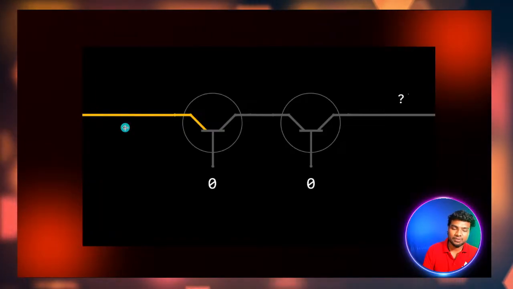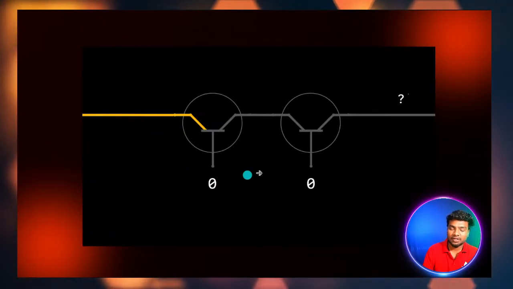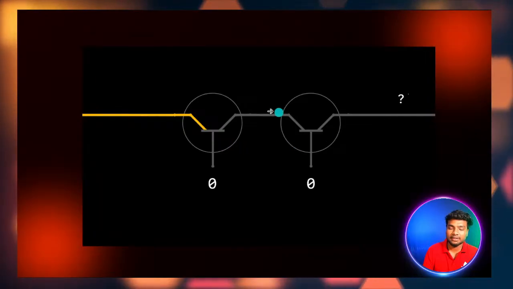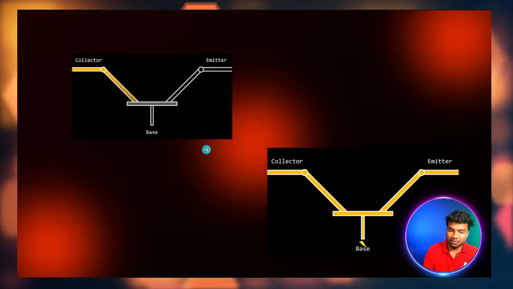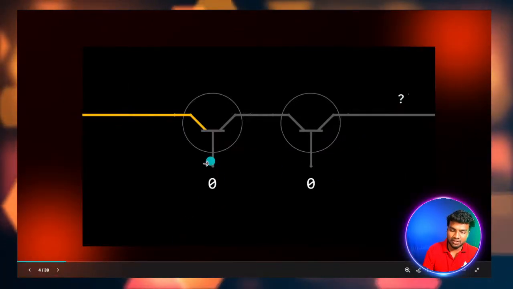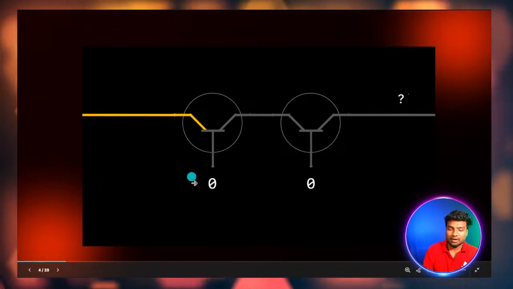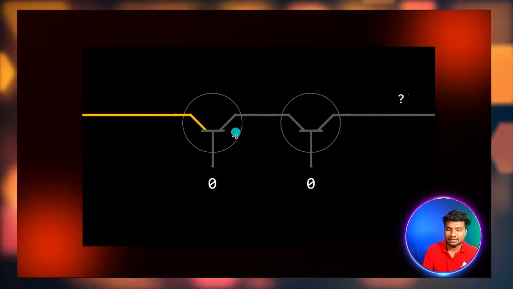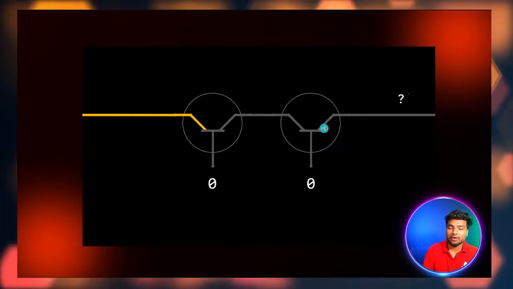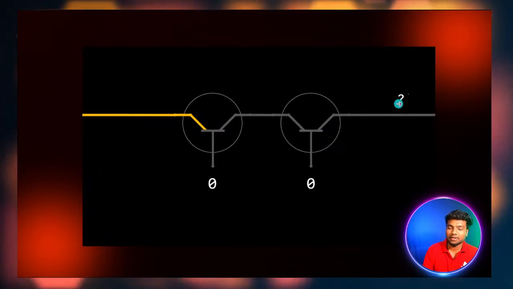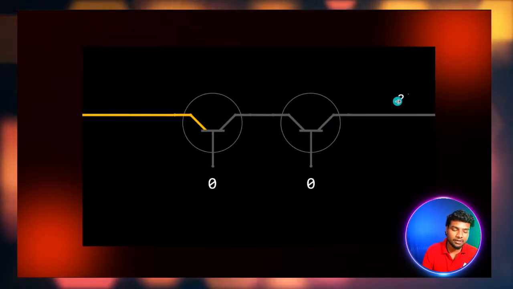So this is an input supply. If I am controlling these two transistors by the base input, and I am giving 0 volt, 0 current, to these two transistors, what will my output be here? Either 0 or 1. Can anyone respond in the chat box?